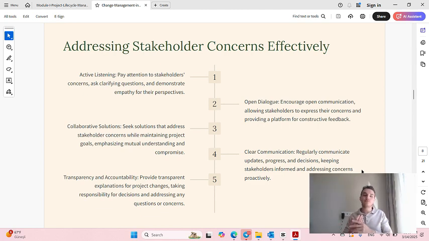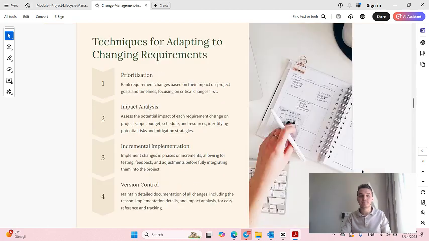And you also need to be transparent and accountable. You need to always be clear about your process, how the project is going, to build trust, making sure that people can communicate with you freely about all the concerns that they are having. Right. So how can we adapt to the requirements that we're having?